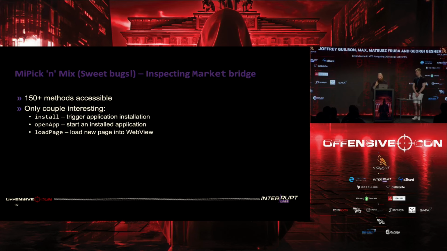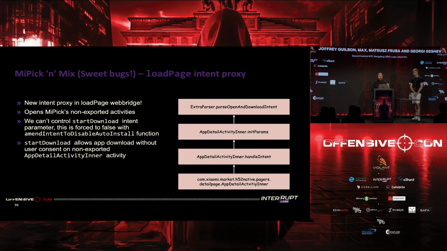So we inspect the market bridge, and there are a lot of methods that are accessible, but not a lot of them are really useful. There's the install one that we can't use, the open app one that needs an app to be installed, so we can't use it. But there's this load page that loads a page into the web view. And remember, I told you, usually they take a URL and ask, is this an intent somehow? Can I transform it into an intent? And if so, maybe I can fire this new activity. And this is exactly what's happening here.